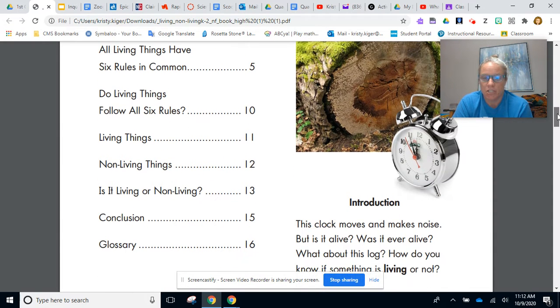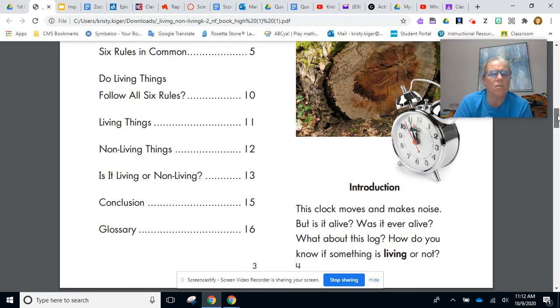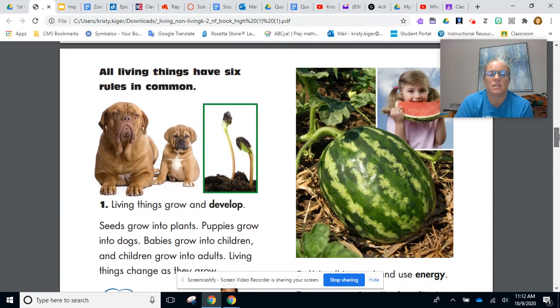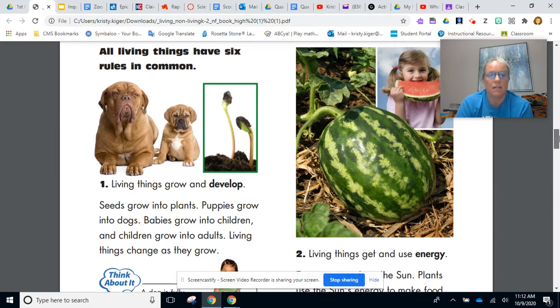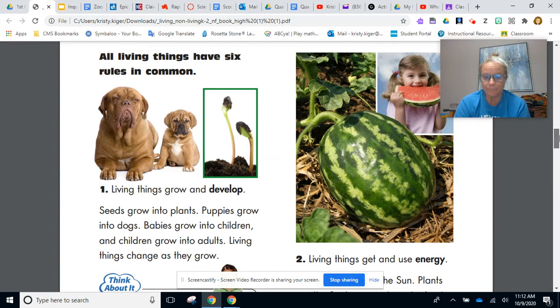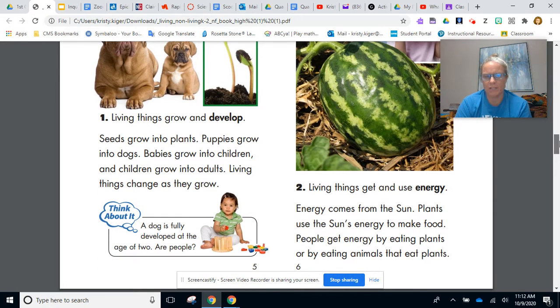But here's our introduction. This clock moves and makes noise, but is it alive? Was it ever alive? What about this log? How do you know if something is living or not? All living things have 6 rules in common. Number 1, living things grow and develop. Seeds grow into plants, puppies grow into dogs, babies grow into children, and children grow into adults. Living things change as they grow.